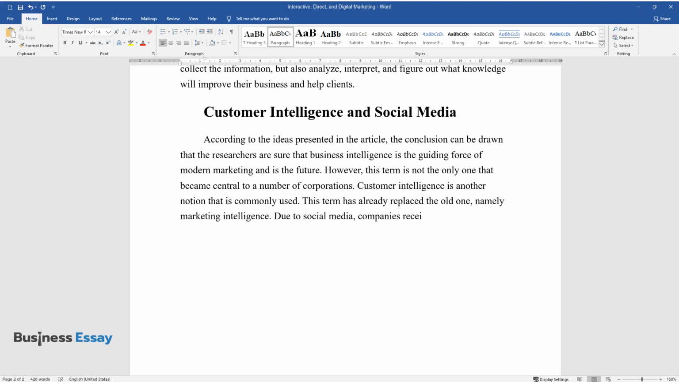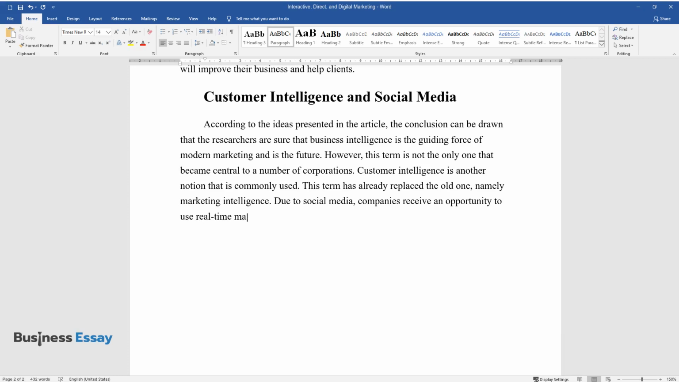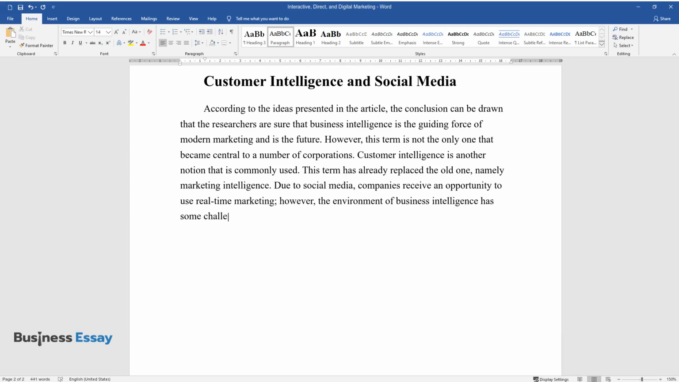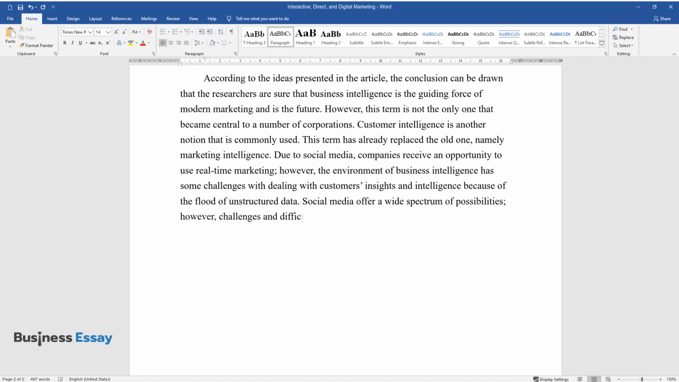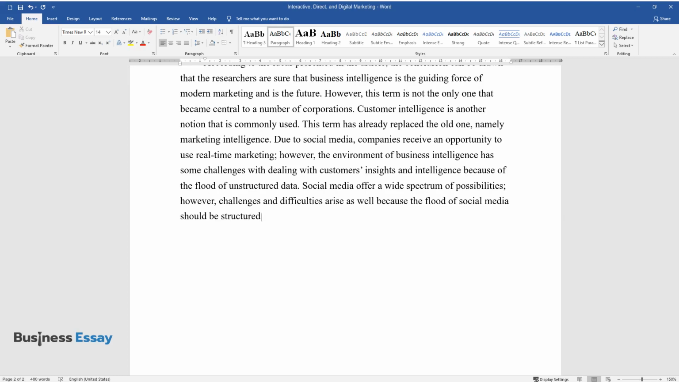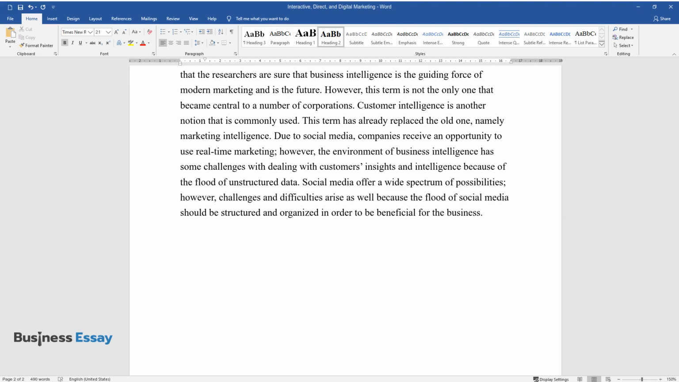Due to social media, companies receive an opportunity to use real-time marketing. However, the environment of business intelligence has some challenges with dealing with customers' insights and intelligence because of the flood of unstructured data. Social media offer a wide spectrum of possibilities. However, challenges and difficulties arise as well because the flood of social media should be structured and organized in order to be beneficial for the business.